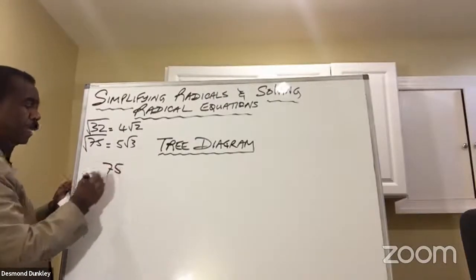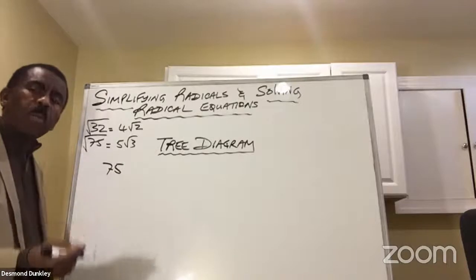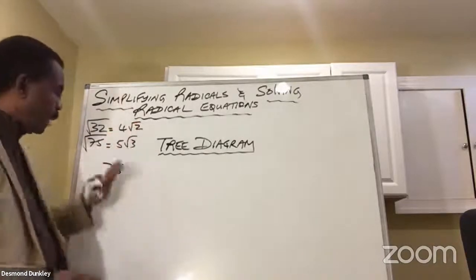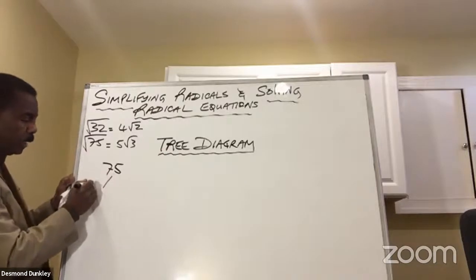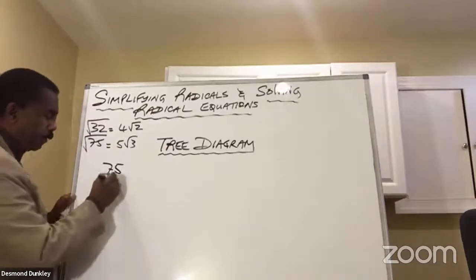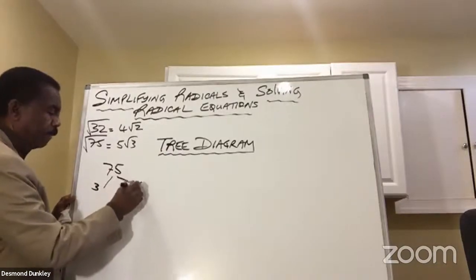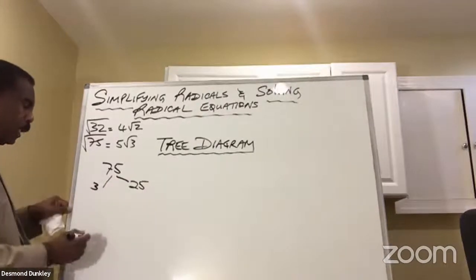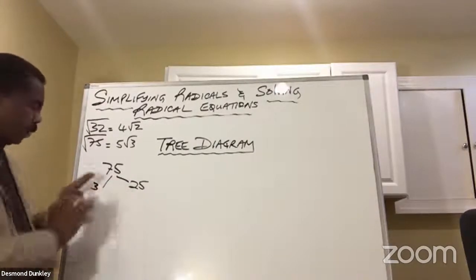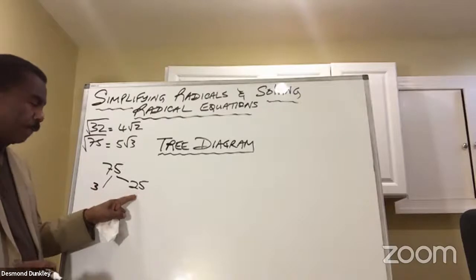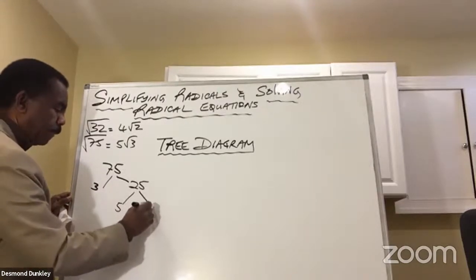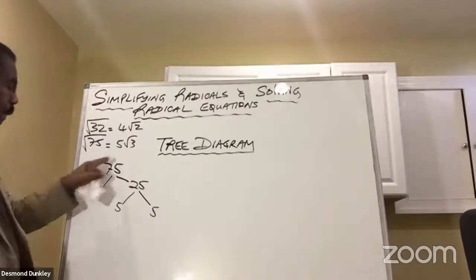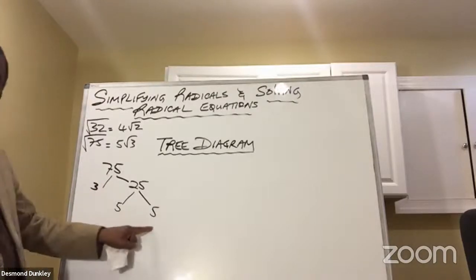75 is an odd number, so we know we cannot use 2. 2 will not go into 75. What's the next number that we could use? Oh, the next number is 3. 3 into 75 goes 25 times. 3 cannot go into 25, so we're done with that. However, 5 can go into 25. We know it's 5 times 5. So 75 is 3 times 5 times 5.